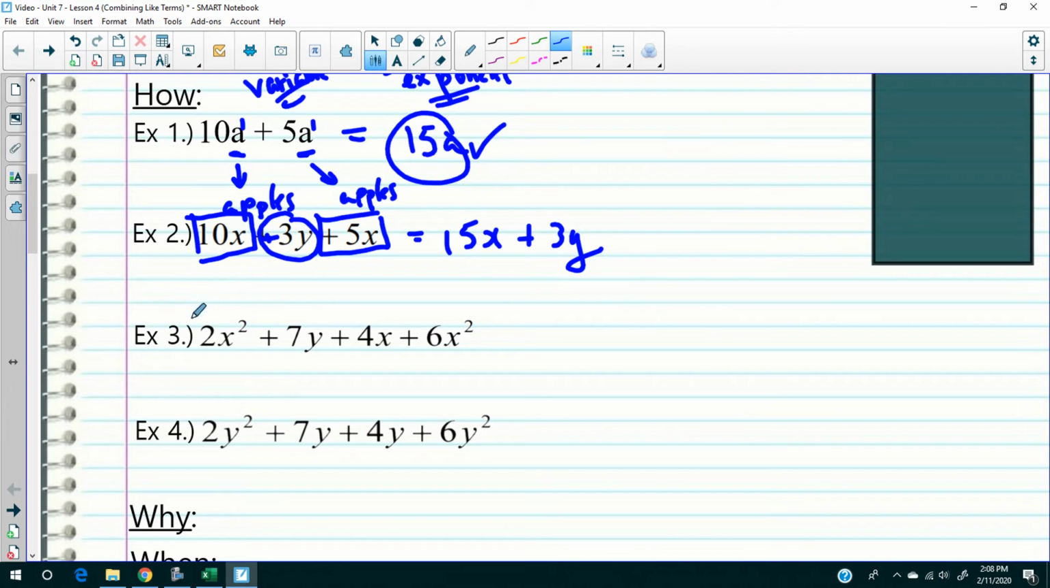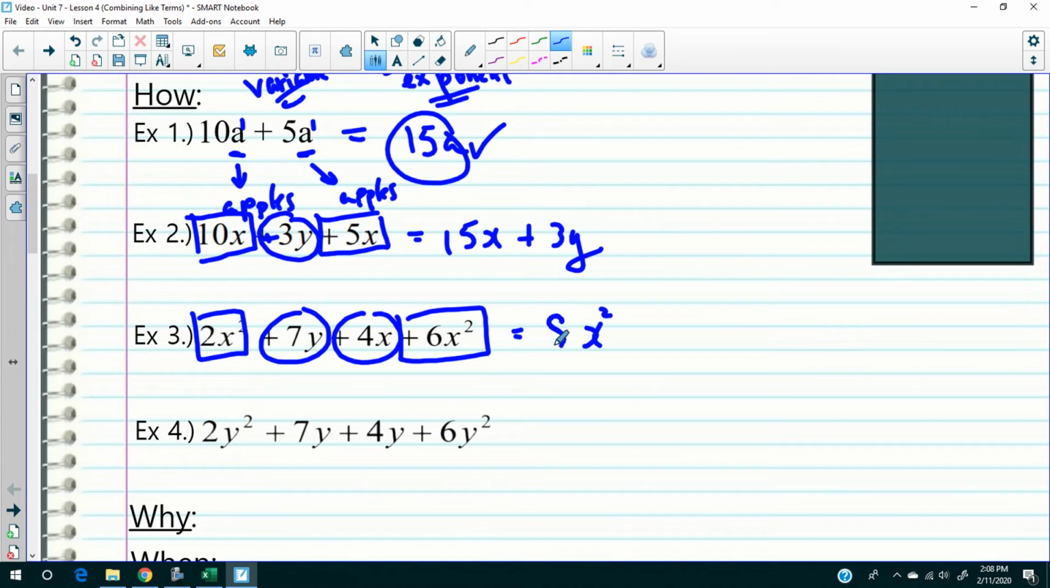Who's in the same family? All right. This guy. And this guy, right? Who else? This guy. So you see how I'm using different shapes, right, to represent the family. Also, besides alphabetically, the higher the exponent, the higher the order. So that comes first. So 2x squared plus 6x squared. So how many x squares are there? Right. 8x squared plus 7y.